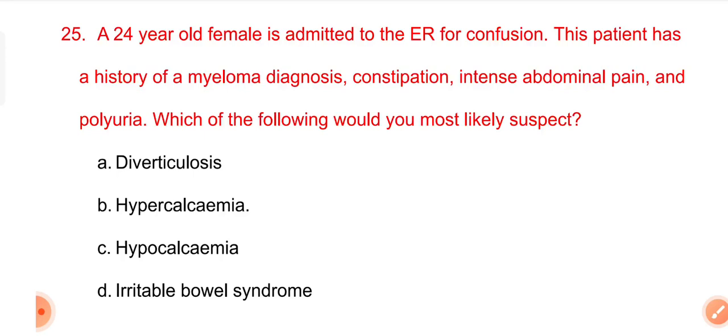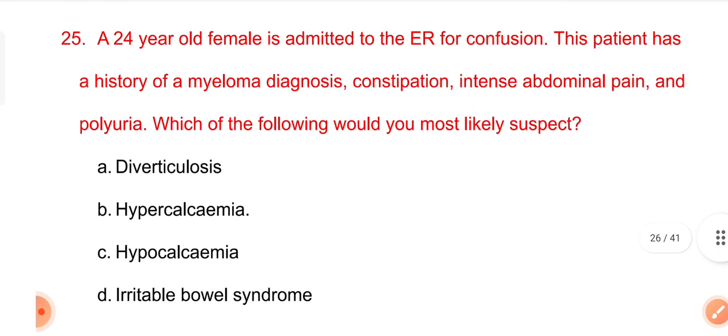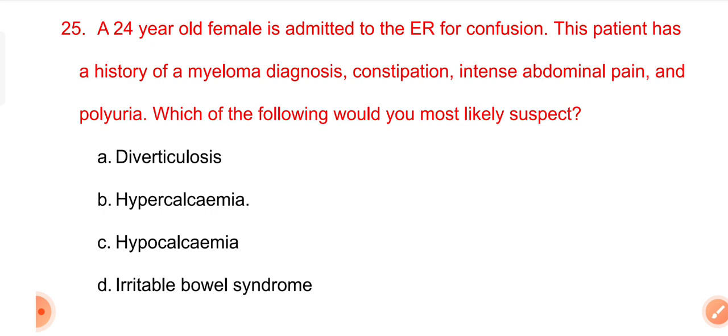The right option is hypocalcemia. Hypocalcemia causes confusion in people, and they will have memory loss and abnormal brain functions.